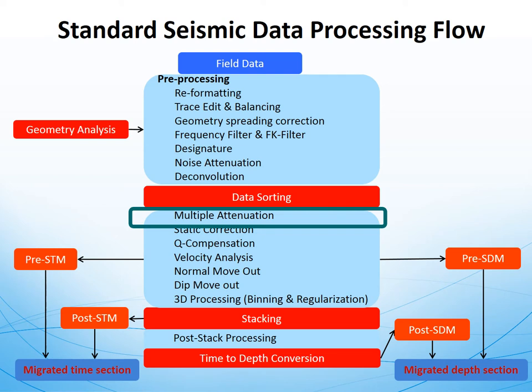Why do we need to do data sorting first? Is it not possible to do it in the shot domain? No, it's possible to do multiple attenuation in the shot domain. However, there are some multiples that you will not be able to remove effectively in the shot domain. Therefore, to have an effective multiple attenuation process, you need to sort your data in terms of the CDP and offset domain.